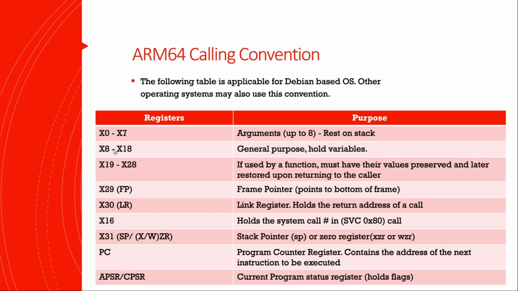Then next we have X8 to X18. These are temporary registers for every function. Basically these registers will be used to store values of any arithmetic operation or any other instruction which needs data to be stored for processing. Then next we have X19 to X28. These are again general purpose registers which may or may not be used, and in case they are used by a function, their values must be preserved and later restored upon returning to the caller.